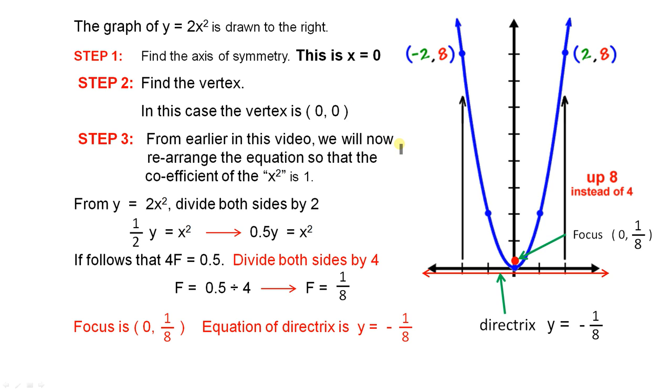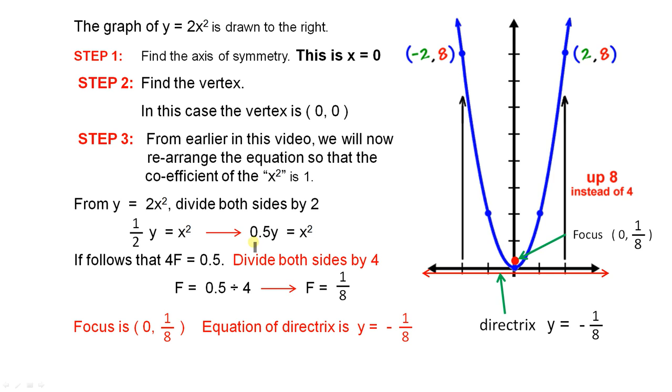Step 3. From earlier in this video, we will now rearrange the equation so that the coefficient of the x squared is 1. So to this line, from y equals 2x squared, divide both sides by 2. Which leads us to this line, half y equals x squared, which is the same as 0.5y equals x squared.